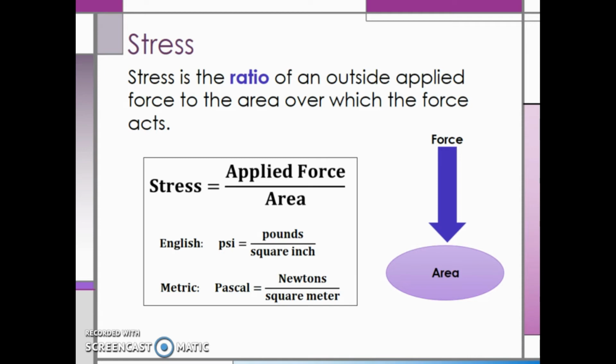Make sure that you have the correct units before you start dividing to find stress. One other thing I want to mention, in these problems, we are only going to solve for stress, not applied force or area. That is why we don't have an equation circle for this equation.